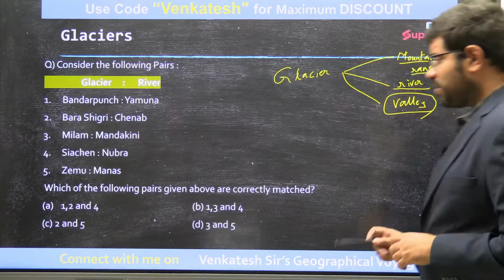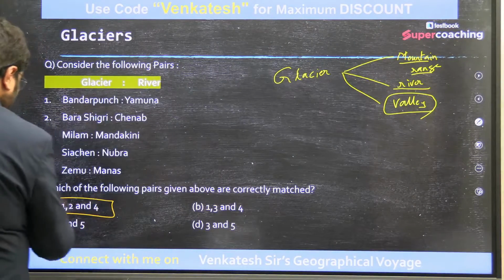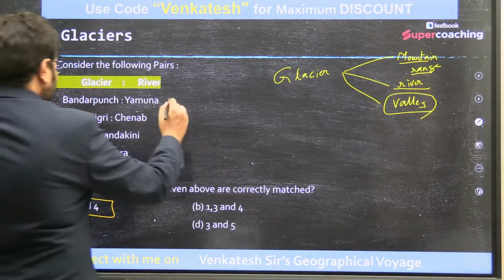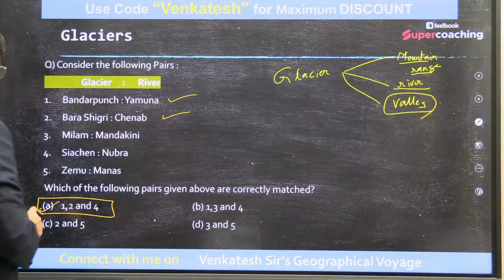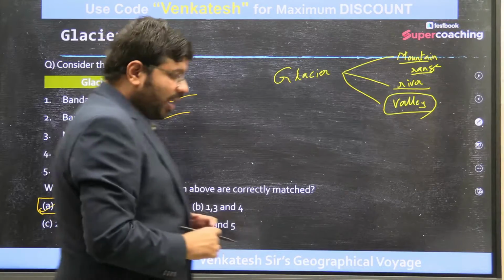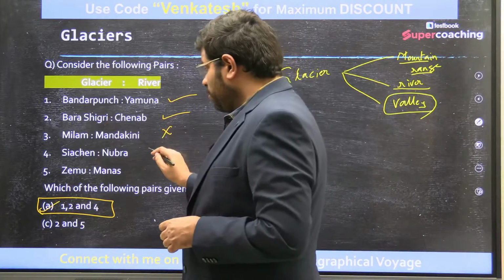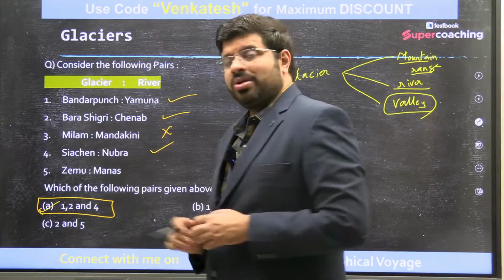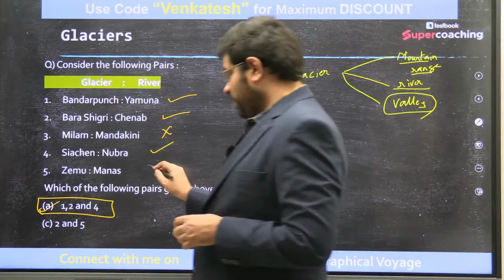Right. Now you see this question, the right answer is 1, 2 and 4. Bandarpunch, Yamuna is right. Barashigri, Chenab is right. Milam is not part of the Mandakini. Siachen, Nubra Valley is right. Zemu is located in the eastern Himalayas, but not at the Manas.